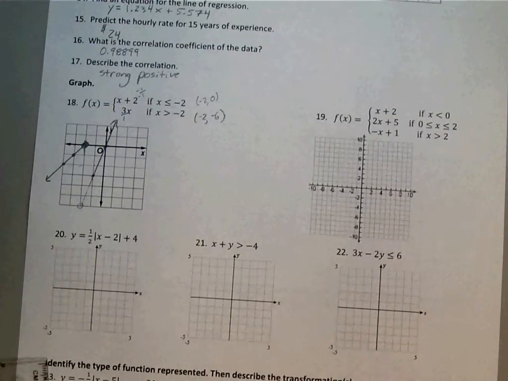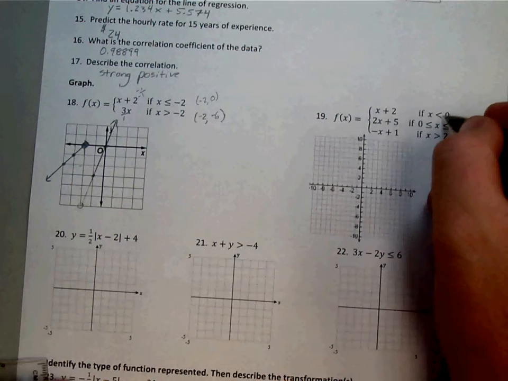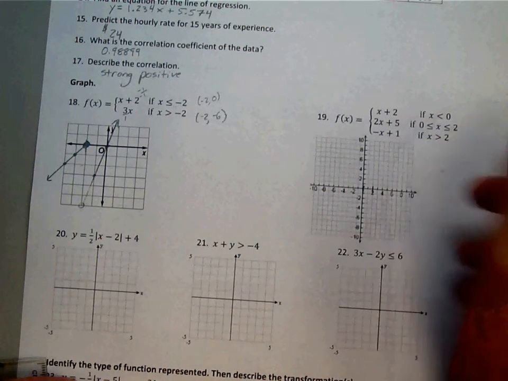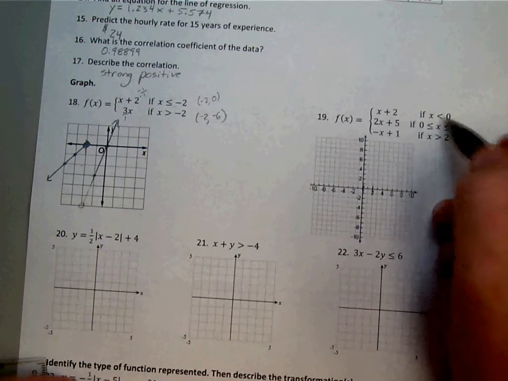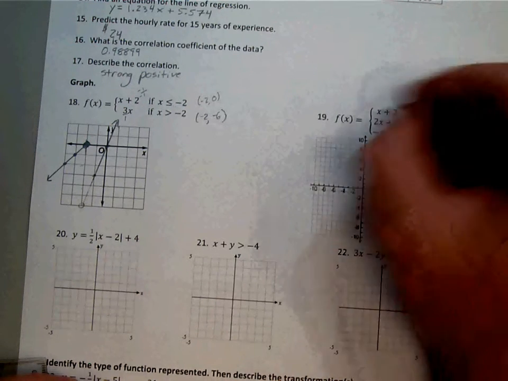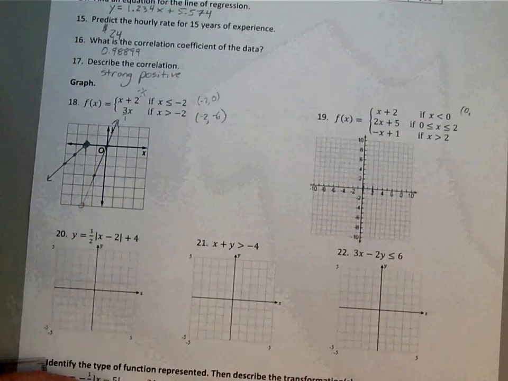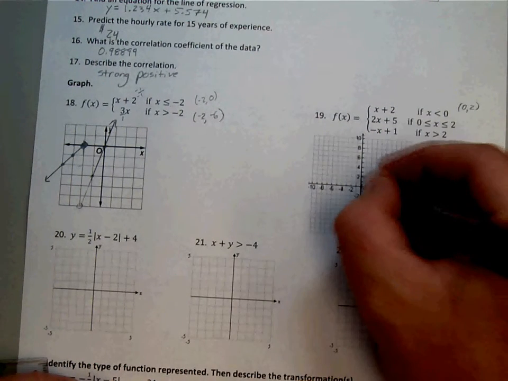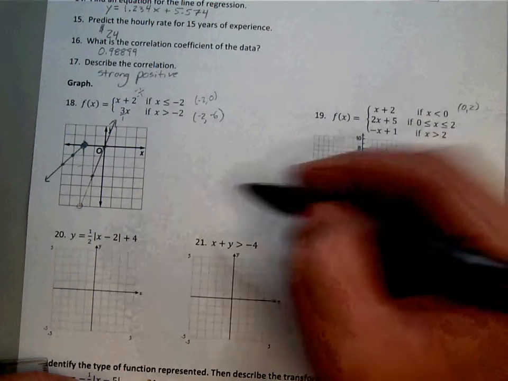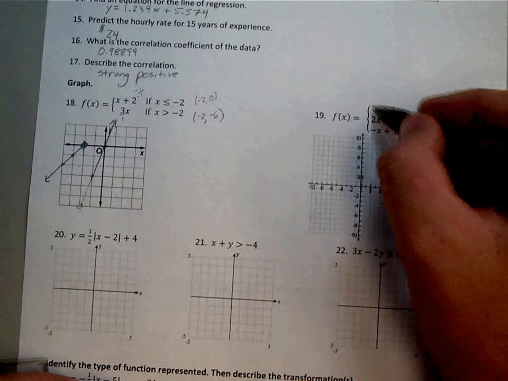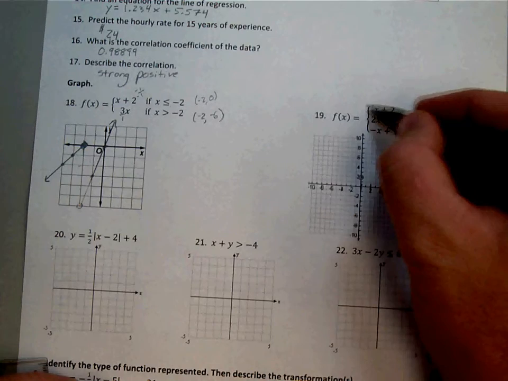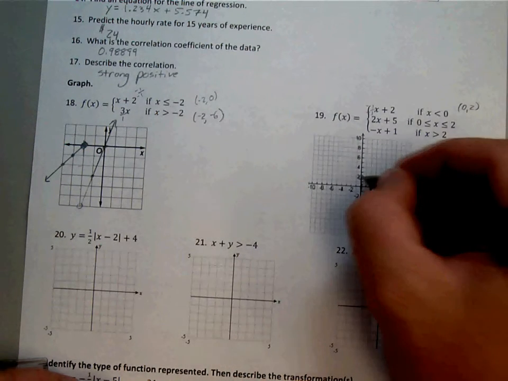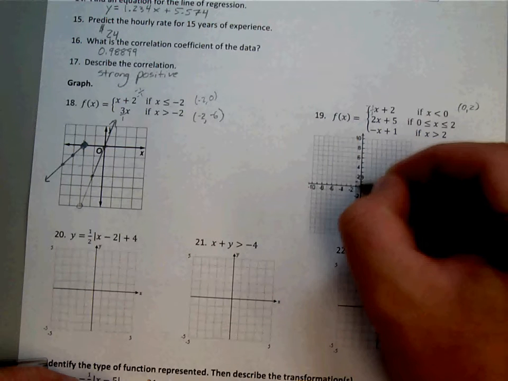Number 19. This one's a little busier. So 0 and 2 are my interval changes. So let's plug in 0 to the first equation. 0 plus 2 is 2. It's an open circle at 0, 2. And then I want to graph to the left. So slope of 1 over 1, so I'm going to change to the opposite sign in both the numerator and denominator, so -1 over -1. So down 1, left 1.